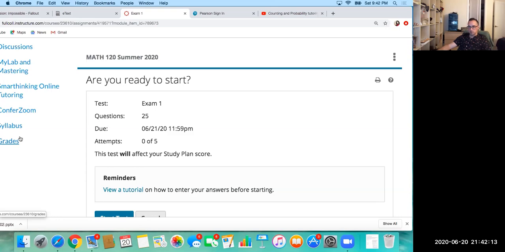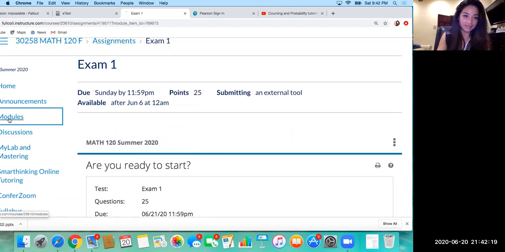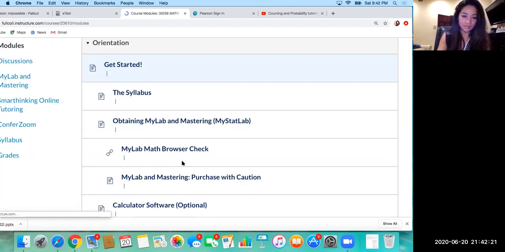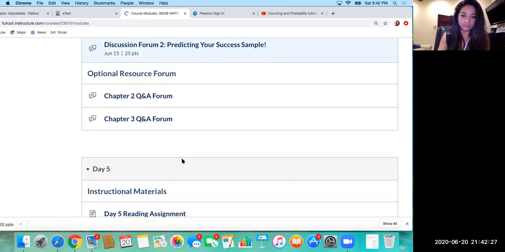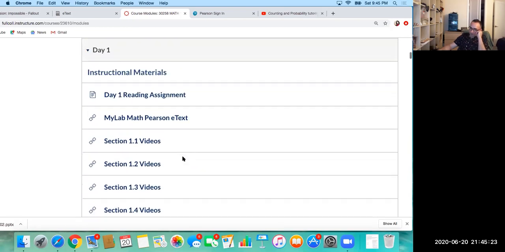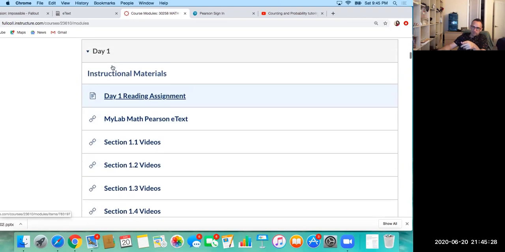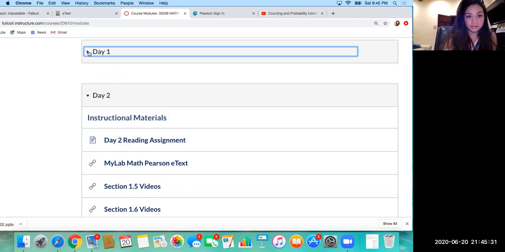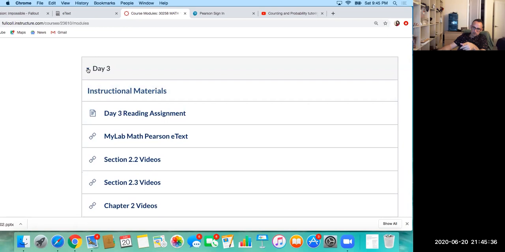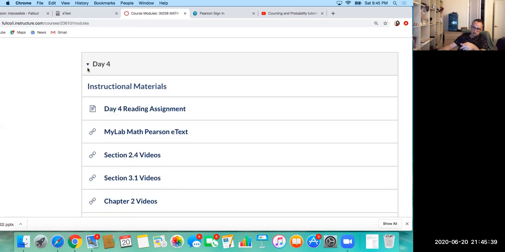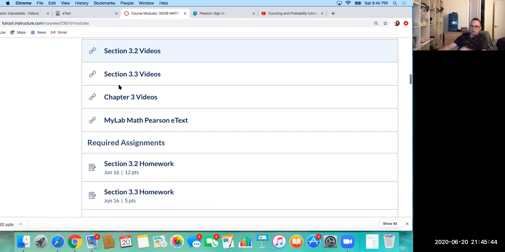Do you want to do another section? Would you mind? Go for it. 3.2. Wait, what was I supposed to do? So we did 3.1. Go to the very top. Now on day 1, click that arrow. Go higher. Now go to day 2, click that arrow. Go to day 3, click that arrow. Go to day 4, click that arrow. All right, cool. Is this where we are?